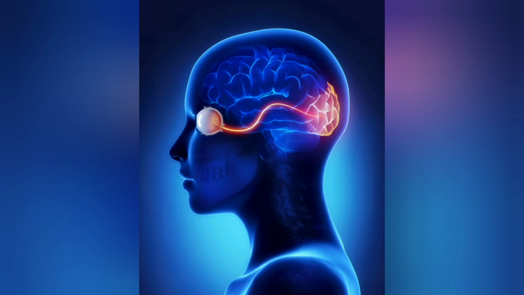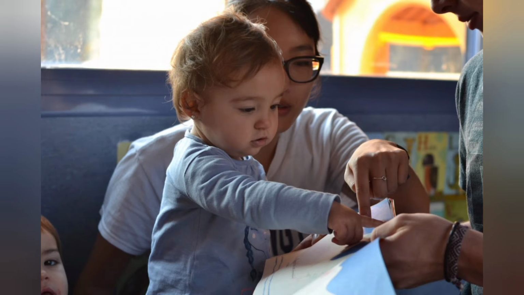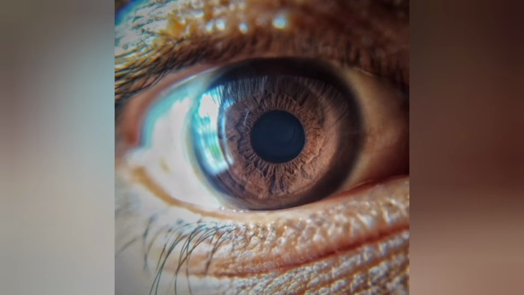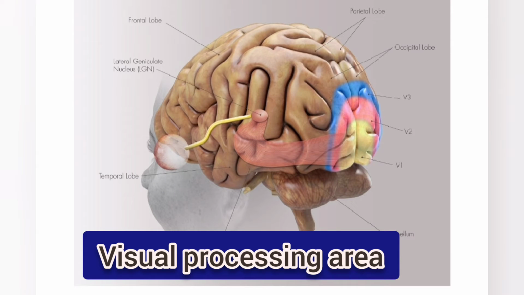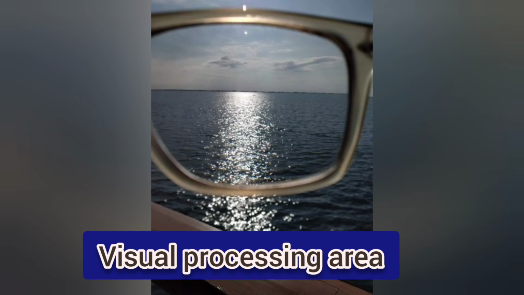Part 8, Visual cortex. This part of the brain receives signals from the eyes and processes them to identify the basic shapes and patterns. It helps us to visualize the object, which is one of the major senses of our body. Part 9, Visual processing area. Basic shapes and patterns already identified by the visual cortex are processed further here. At last, this area is helping us to recognize the objects that we see.